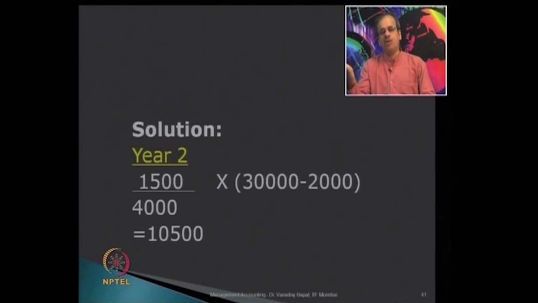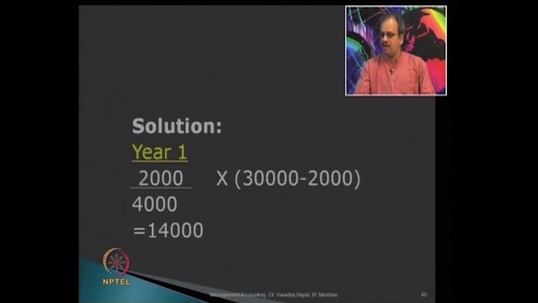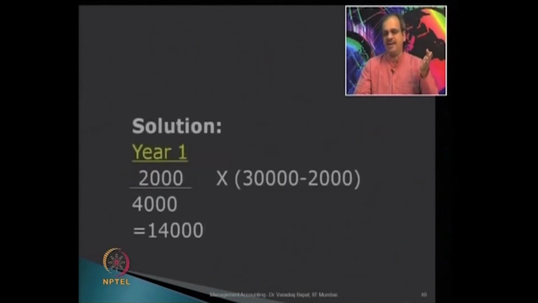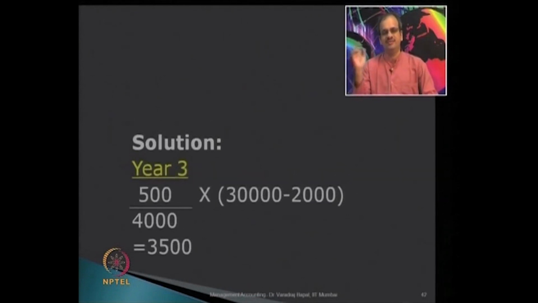In year 3, how much will be the depreciation? If you remember, in year 3, the units produced is expected to be only 500. So, depreciation will be 500 upon 4,000 into 28,000. So, it is 3,500. Is it clear? So, both the methods are fairly similar, machine hour and production unit, and both intend to charge the depreciation based on the actual use of the asset.